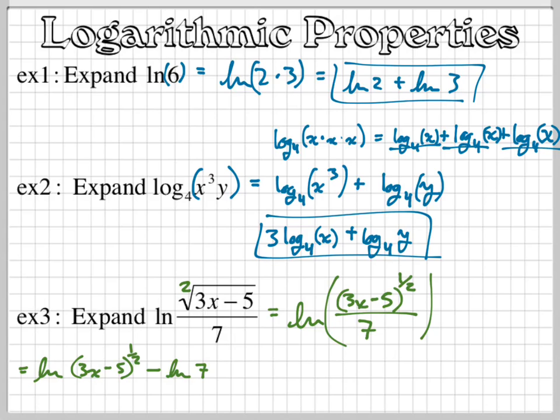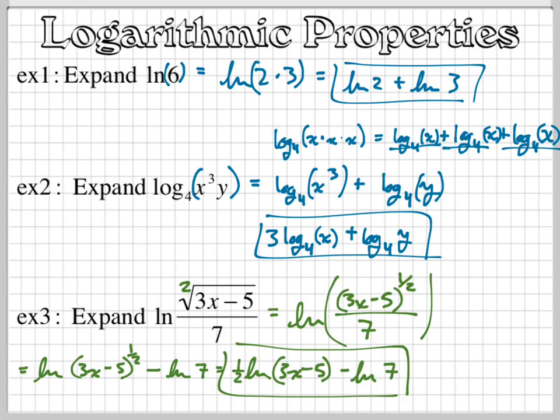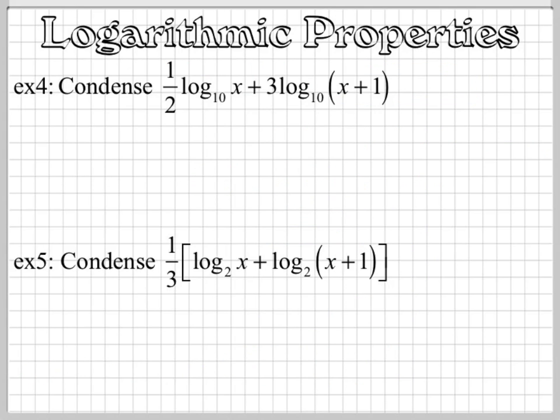Is there anything else I can do before I box my answer? Yes, this 1/2 can get dropped right here. So we're going to put 1/2 times the natural log of (3x minus 5). Put parentheses around it. You have to have it because it has some subtraction right there. Minus natural log of 7. And that's your answer for that one. This is expanding. Now let's take a look at condensing.